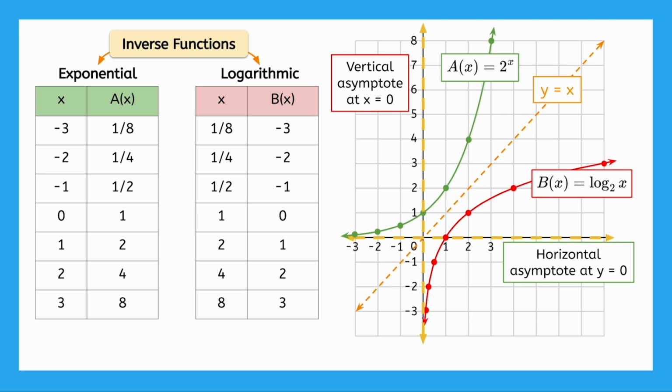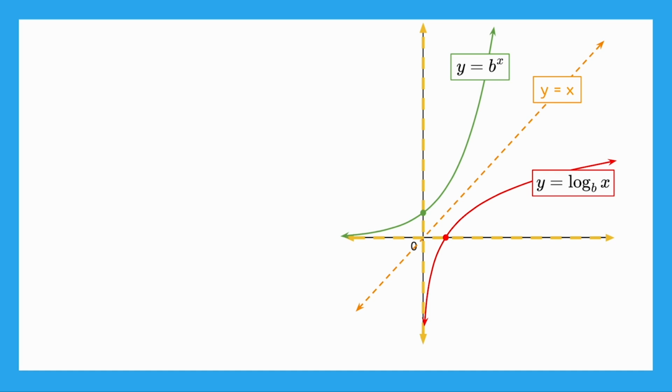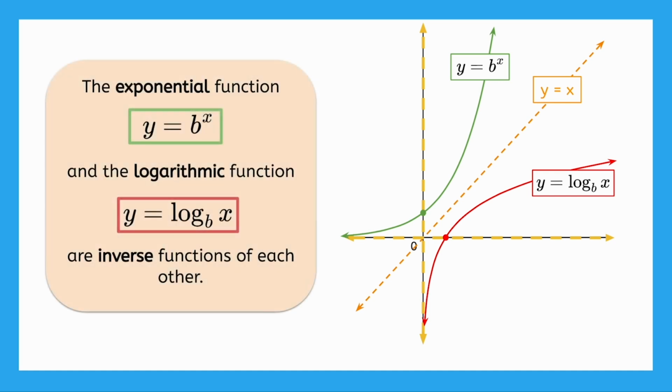This makes sense because switching the x's and y's makes all the horizontal aspects of the function become vertical, and vice versa. Even though here we looked specifically at the exponential and logarithmic functions in base 2, this inverse relationship is true for any base b. In general, we say that the exponential function y equals b to the x and the logarithmic function y equals log base b of x are inverse functions of each other.